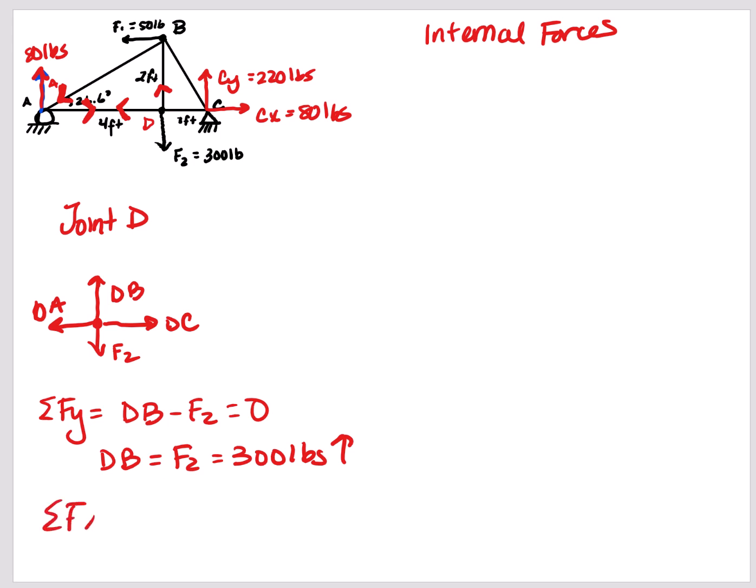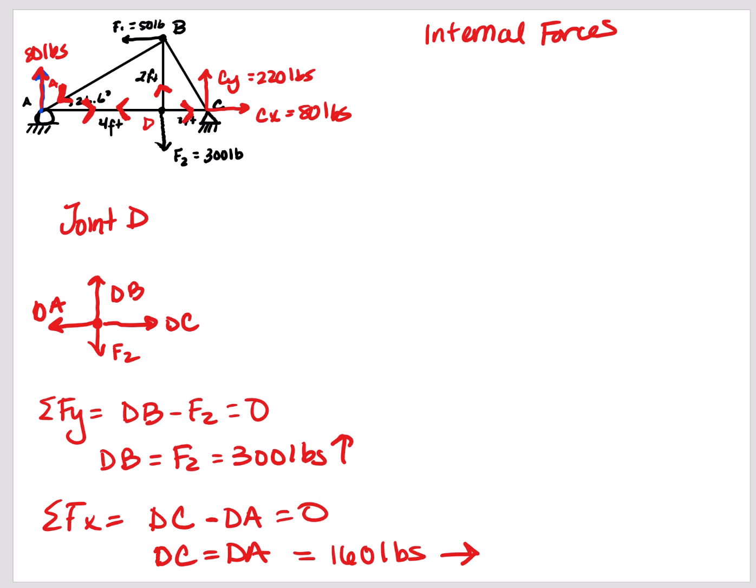My sum of Fx is going to be DC going to the right, opposed by dA going to the left, equals 0. So DC is going to equal dA, and we solve dA as 160 pounds. Since it came out positive, the way we mark the direction, it is correct. It is going to the right.